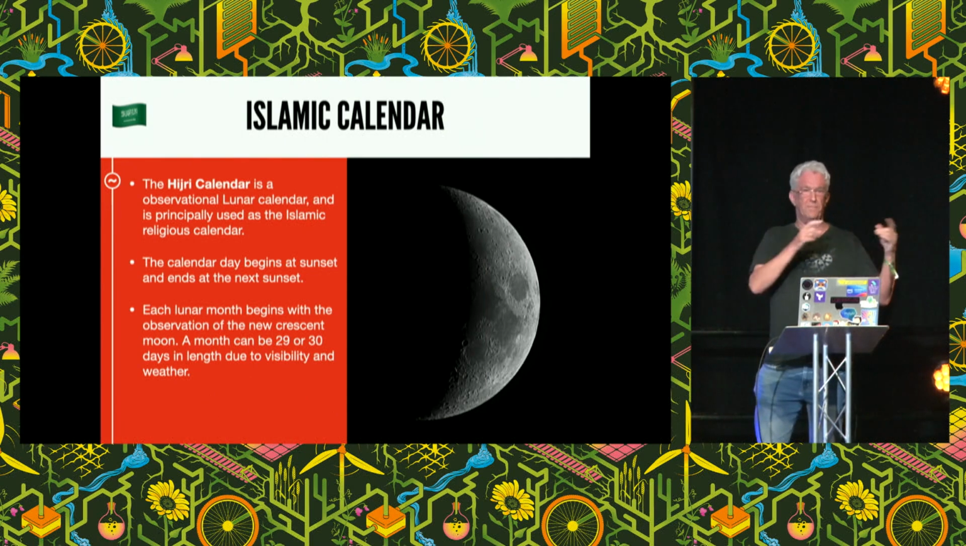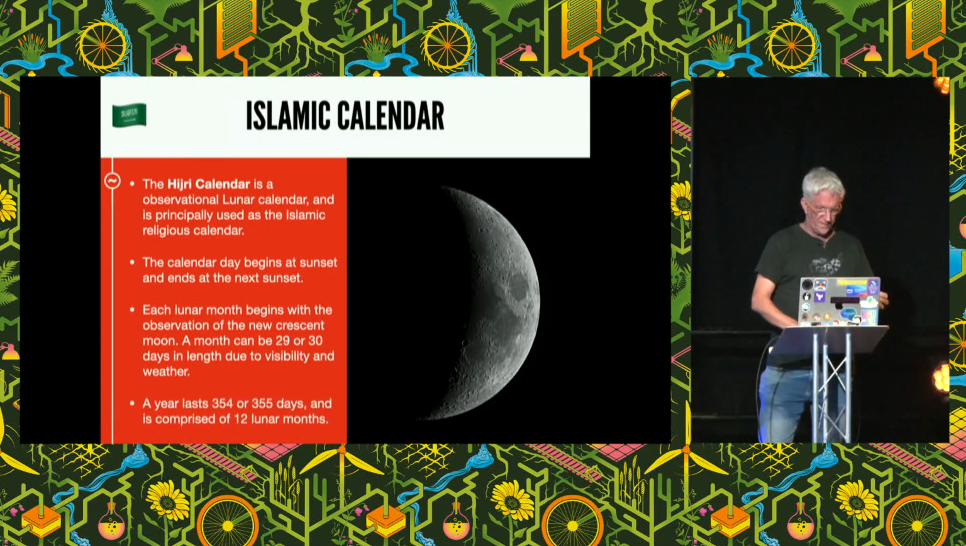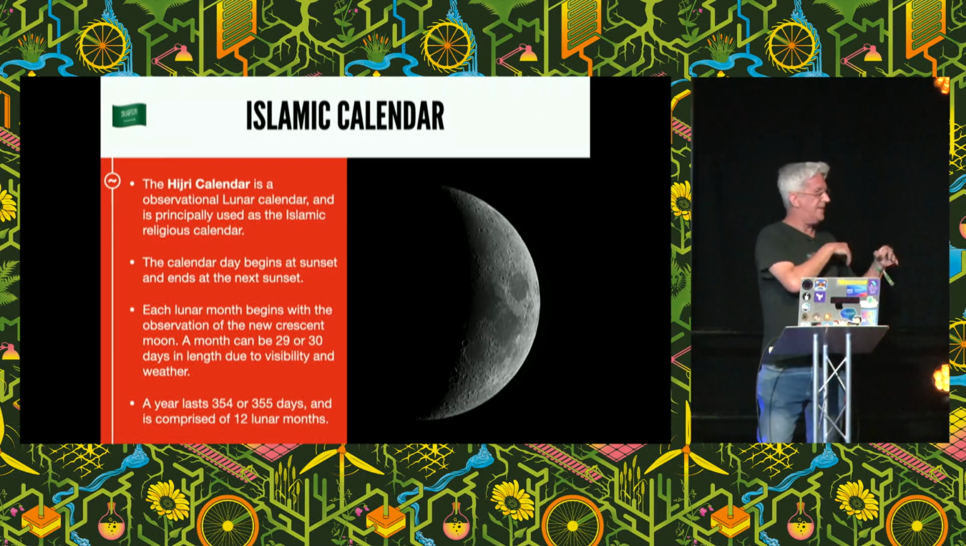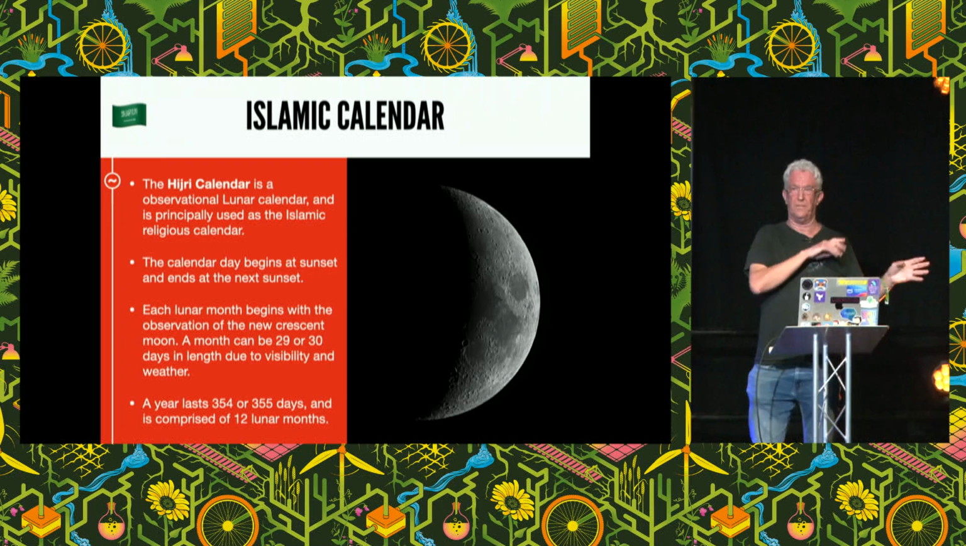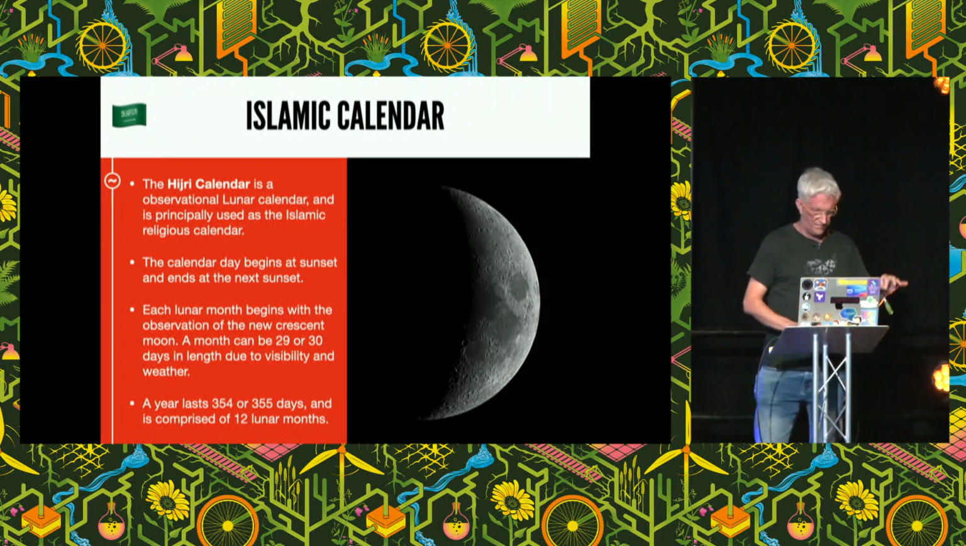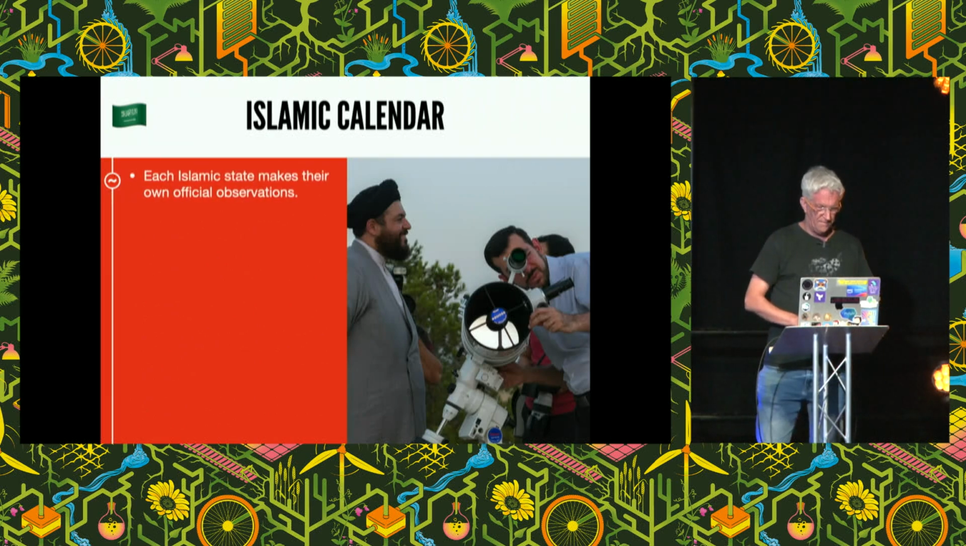So lunar months, as we've seen before, are about 29 and a half days, kind of. So depending on observations, weather could actually change it between 29 or 30 days generally, is what you're looking at. And the year lasts 354 or 355 days. If you see that number cropping up, then you're looking at something lunar. Usually, if you're a calendar wonk, you eventually gravitate toward that number. So this is some of the observations taking place.